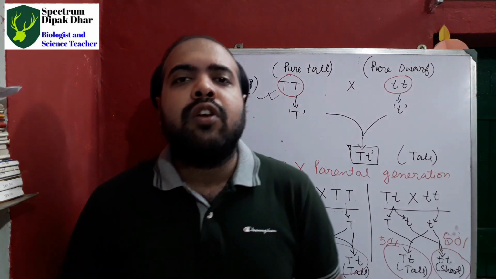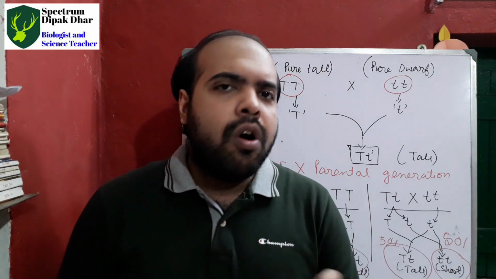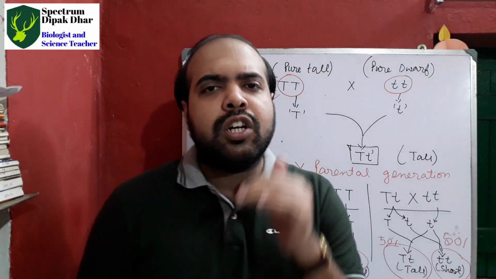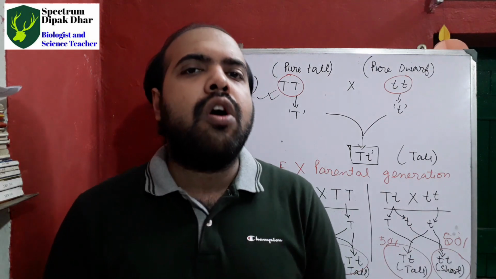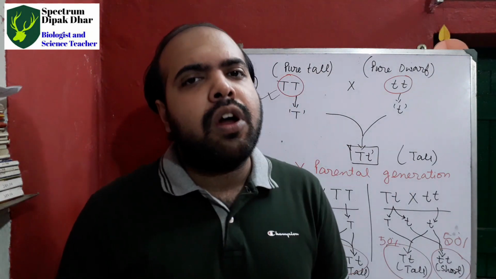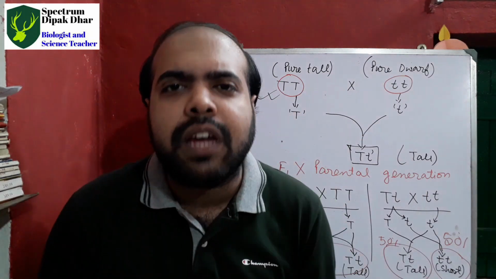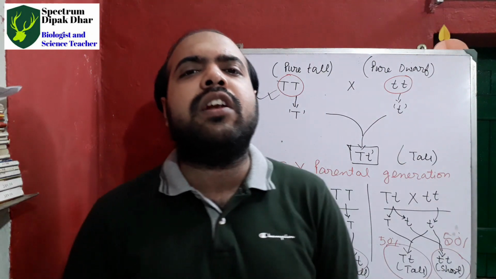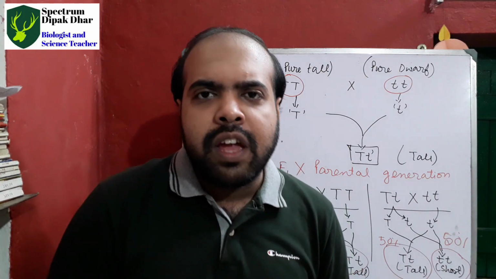Test cross means to identify whether a plant is homozygous or heterozygous. If you see a tall pea plant, you cannot predict whether it is homozygous tall or heterozygous tall, because homozygous tall and heterozygous tall, that is the pure tall and the hybrid tall, are phenotypically exactly the same. So from the outside expression it is impossible to conclude their genotype.